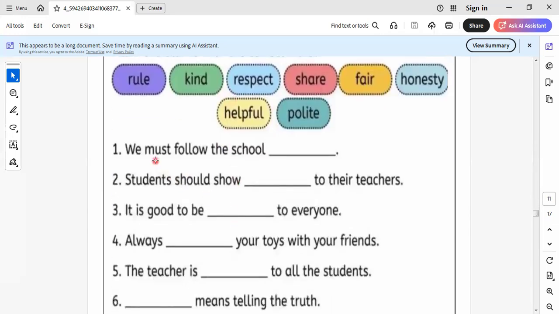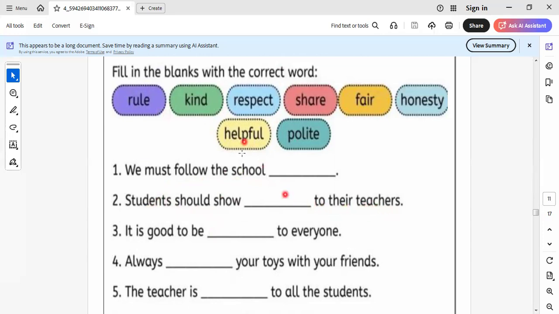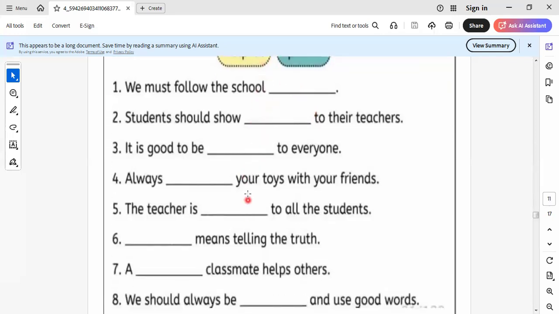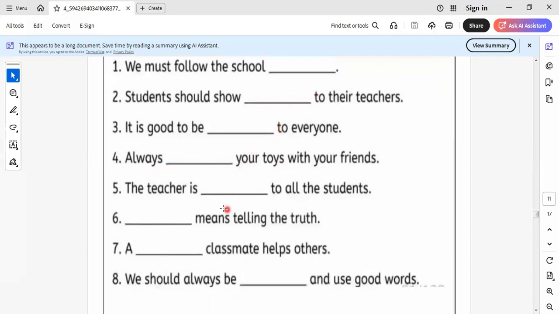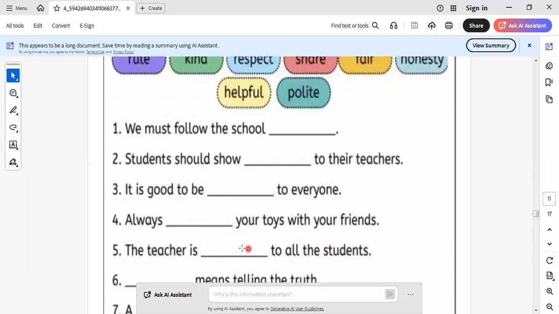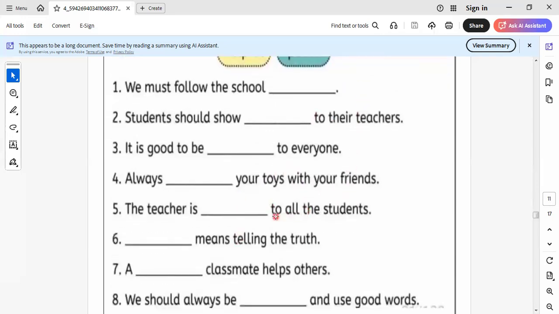Let's go to another one. We must follow the school rules. Students should show respect to their teacher. It's good to be helpful to everyone. Always share your toys. Here it will be share. The teacher is fair to all students. Here is fair.